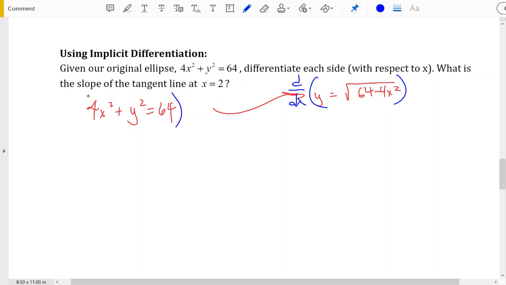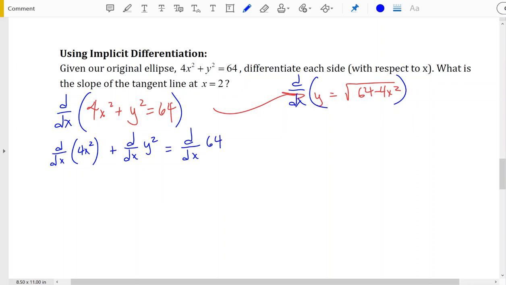But here, we're just going to try and take the derivative of both sides in the form that it's currently in, because we're not that bothered by this y squared being on the same side of the equation as 4x squared. The left side of our equation becomes the derivative of 4x squared in terms of x plus the derivative of y squared also in terms of x, and then on the right side of our equation the derivative of 64 in terms of x. And we can just solve each one of these derivatives separately.